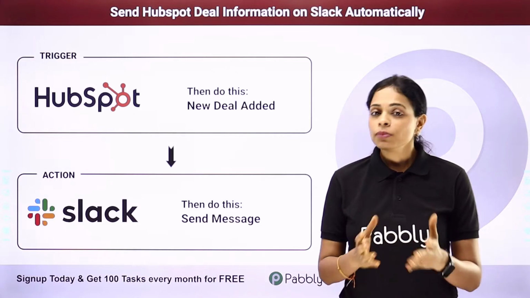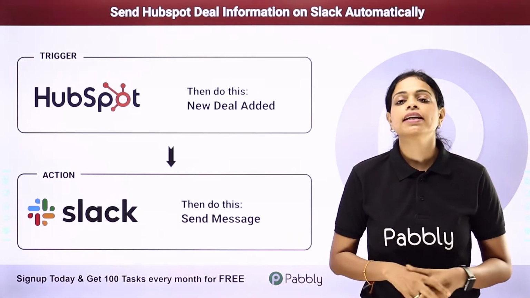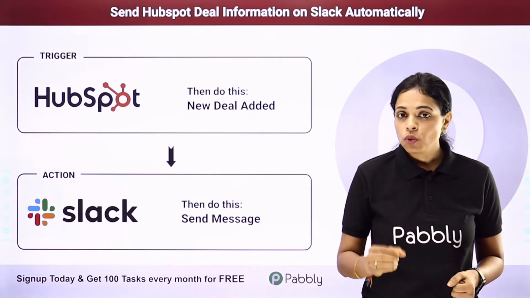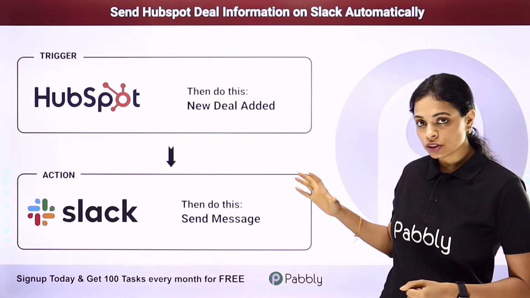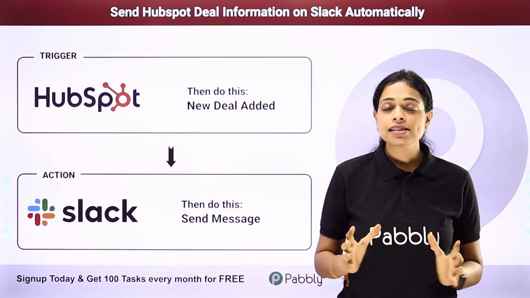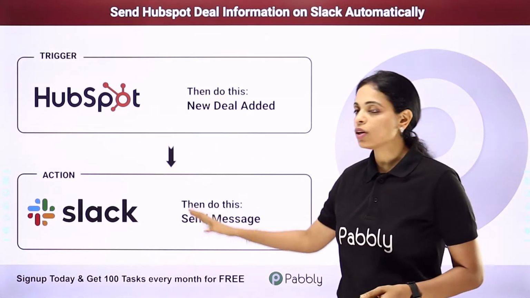Now, let's say that you are a business person and you are working on various projects. Some are completed and some are just going on or some are about to start. Now, what you want is, you want all these projects, the deals, to be created on HubSpot, and then the information should be shared with your team on Slack.